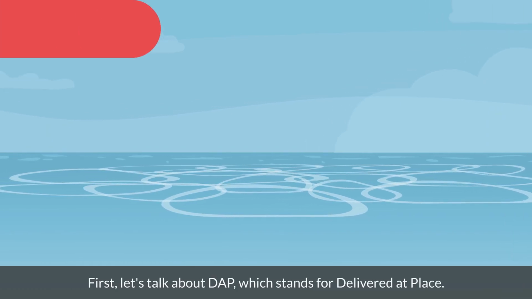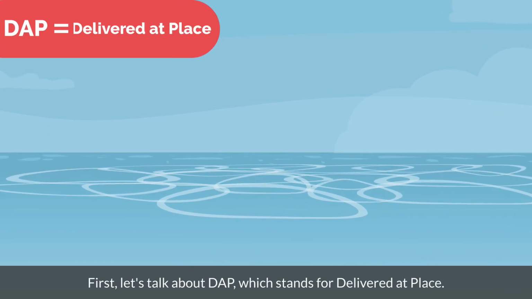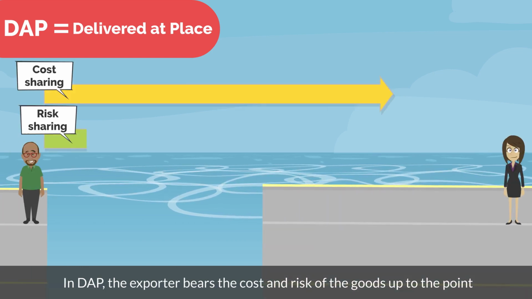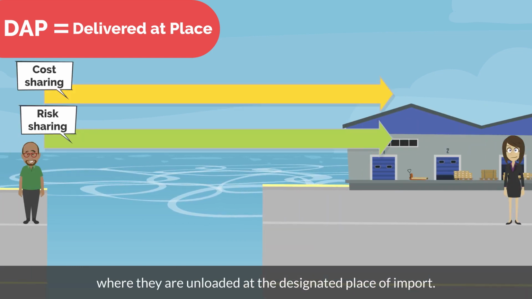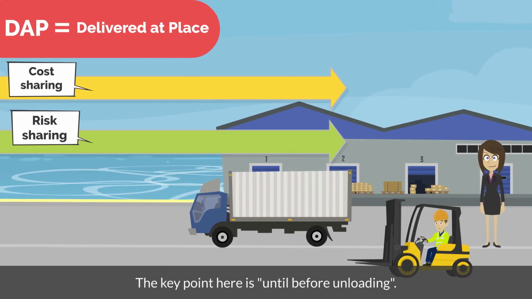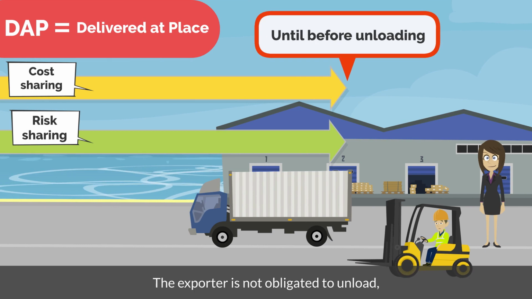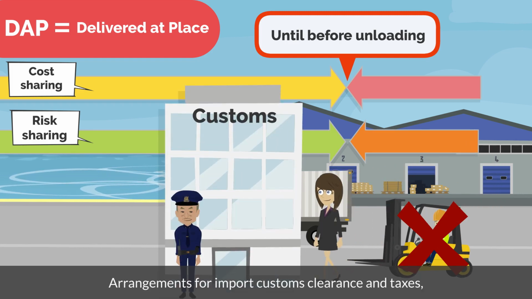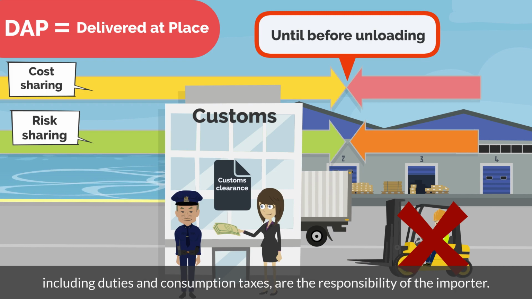First, let's talk about DAP, which stands for Delivered at Place. In DAP, the exporter bears the cost and risk of the goods up to the point where they are unloaded at the designated place of import. The key point here is, until before unloading. The exporter is not obligated to unload, and the importer is responsible for any risks during unloading. Arrangements for import customs clearance and taxes, including duties and consumption taxes, are the responsibility of the importer.